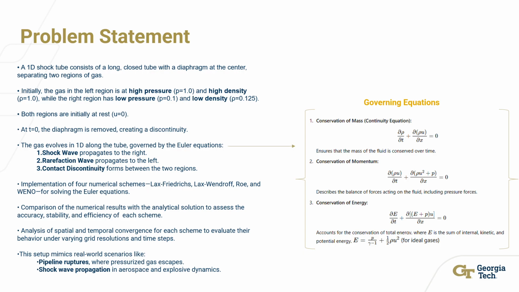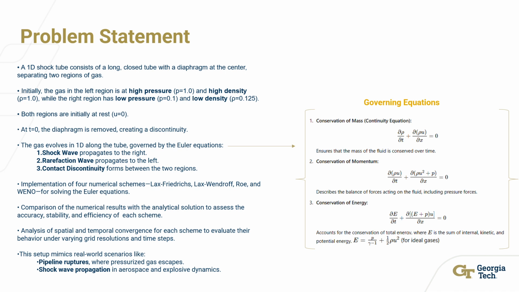In the shock tube, on one side, the gas is initialized at high pressure, 1 kilopascal, and high density, 1 kg per meter cube, while on the other side, it is at low pressure and low density. At time 0, the diaphragm is removed, introducing a discontinuity into the system. Here I implemented four numerical schemes: Lax-Friedrichs, Lax-Wendroff, Roe, and WENO scheme. These equations are fundamental to modeling the conservation of mass, momentum, and energy in compressible flows.